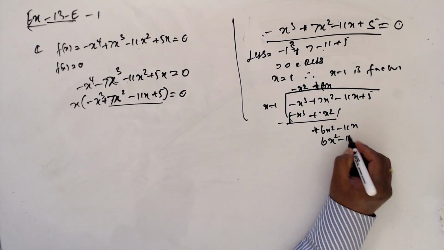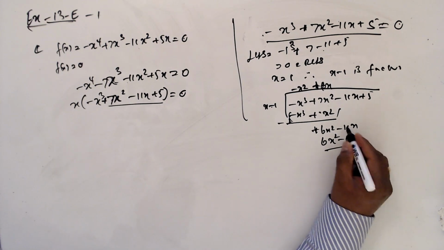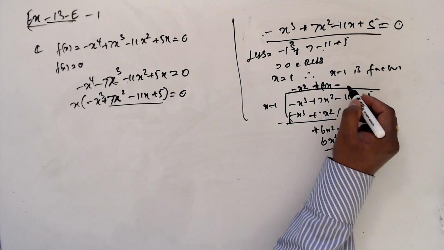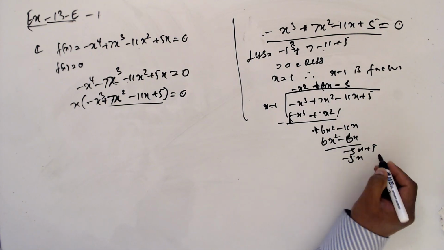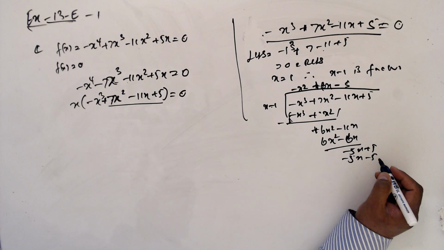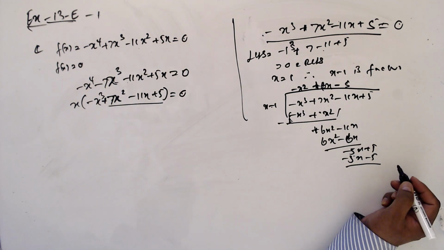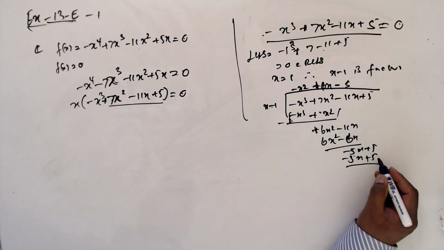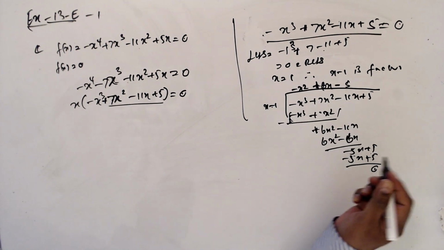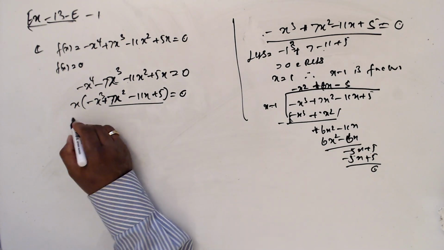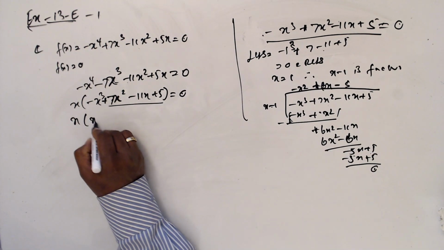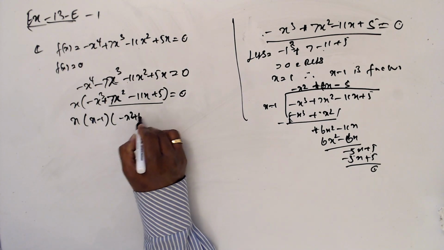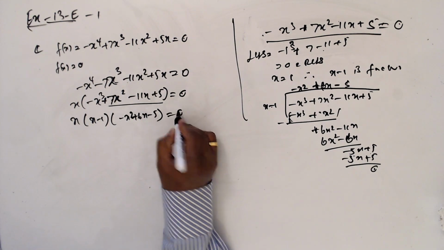6x^2 minus 11x, then the difference is minus 5x plus 5. Then if you take minus 5, so minus 5x minus 5, so plus 5, minus times minus plus, so this cancels out, equals 0. So then this is x times (x minus 1) times (minus x^2 plus 6x minus 5) equals 0.